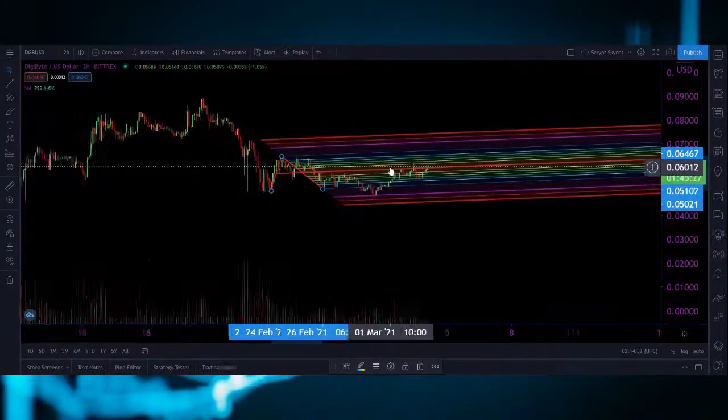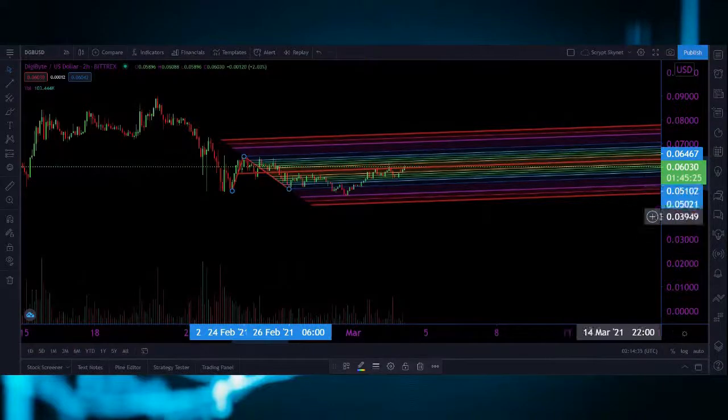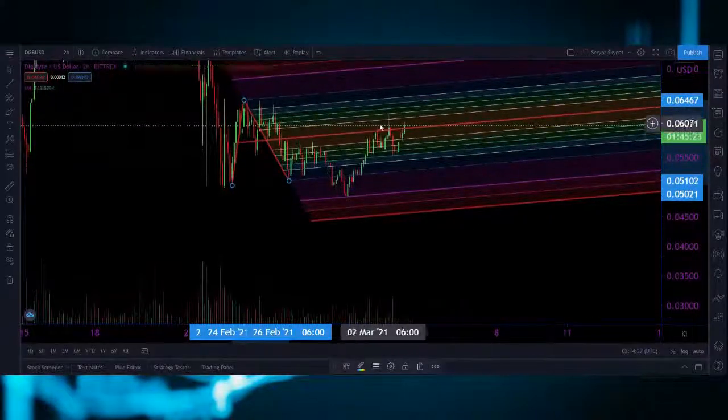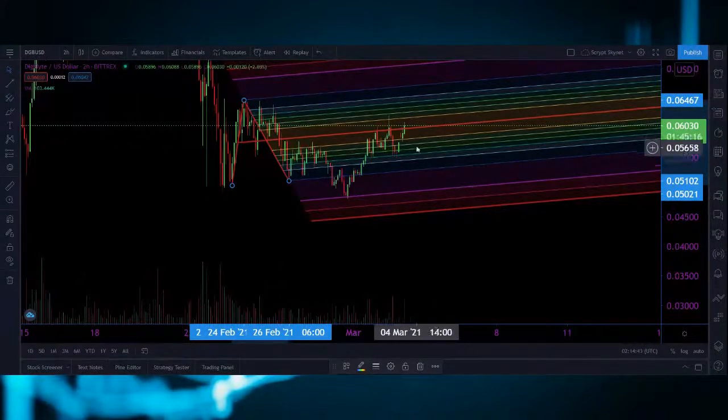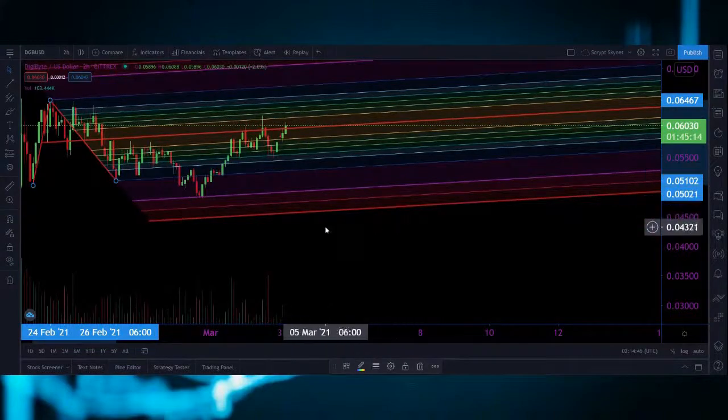This one's showing a better view of the pitchfork. We're cracking through the median line. So we're cracking. Let's get to cracking.